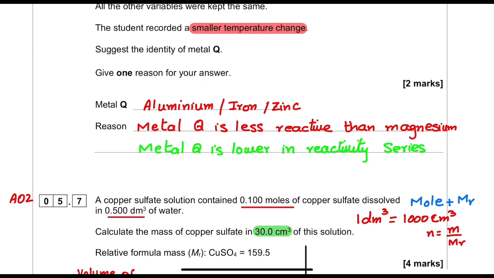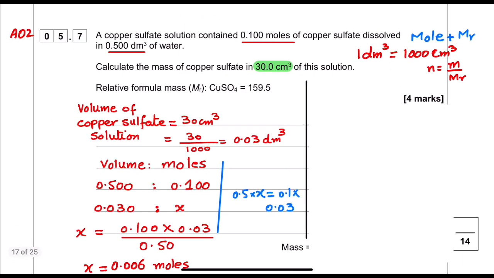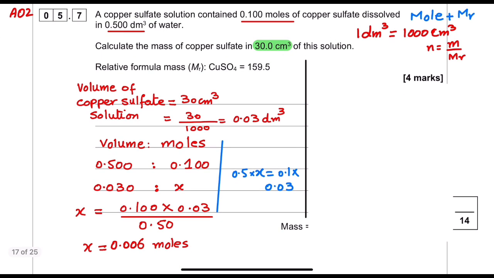First of all, we need to find the number of moles of copper sulfate dissolved in 30 cm cubed. Before finding the moles, we need to convert 30 cm cubed into dm cubed. And then we are going to use the ratio and proportion method, which can help us to find the number of moles of copper sulfate. Let's see the possible solution. The volume of copper sulfate is 30 cm cubed divided by 1000, to convert cm cubed into dm cubed. The answer is 0.03 dm cubed.